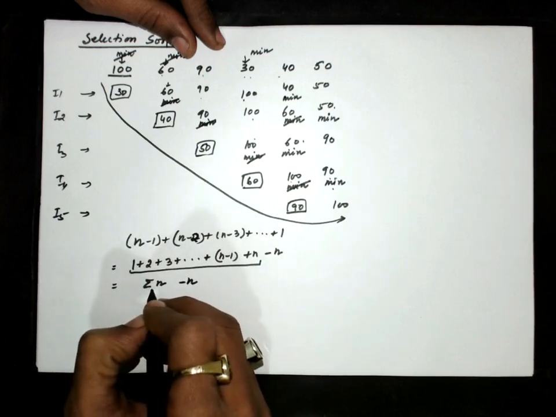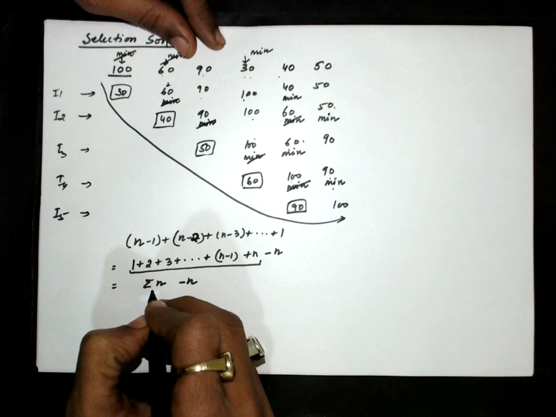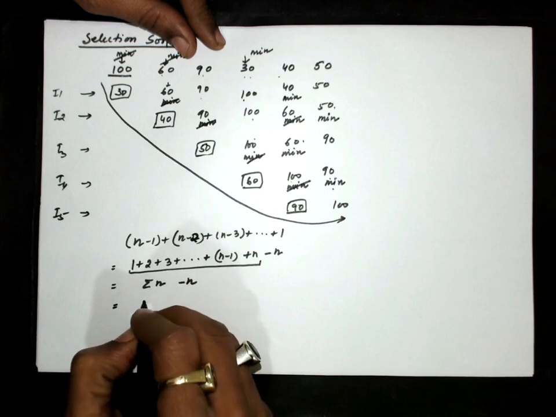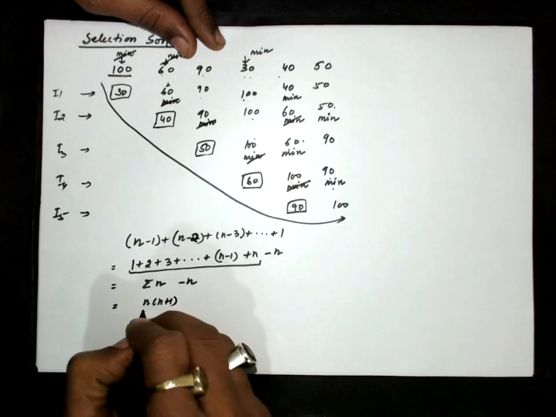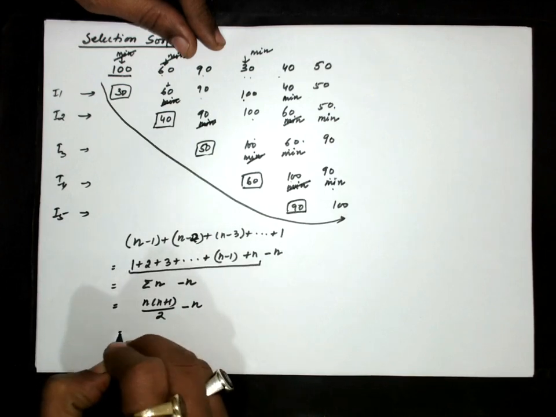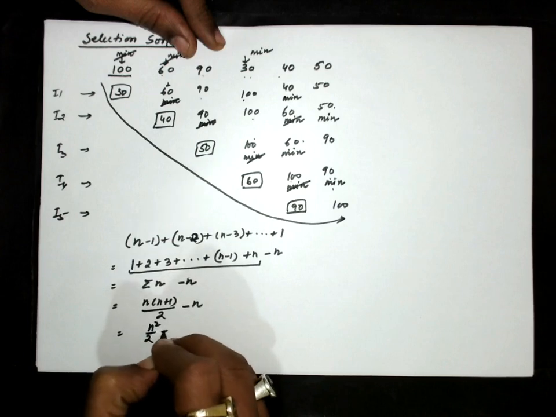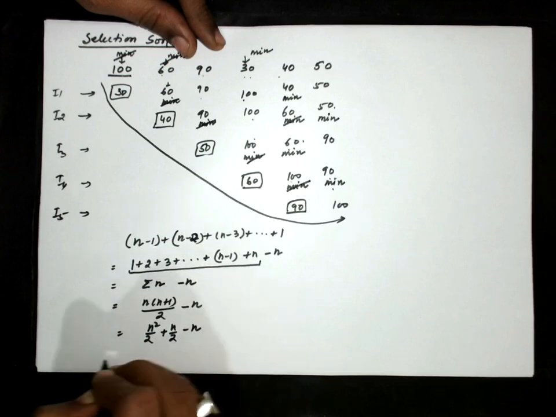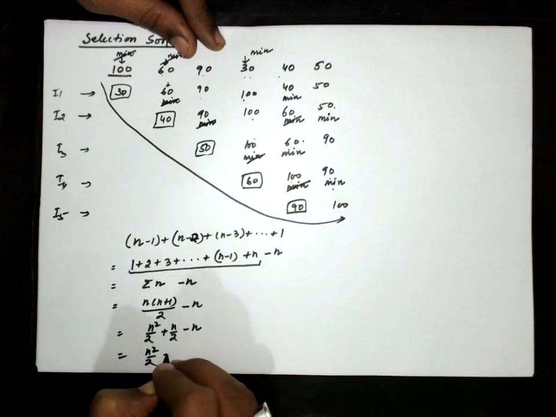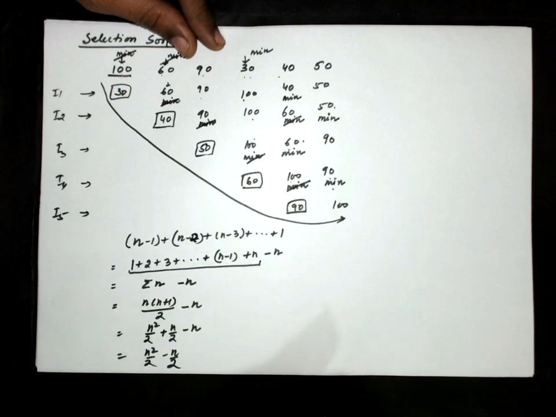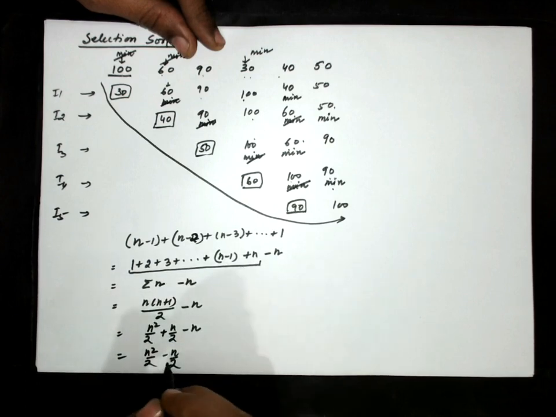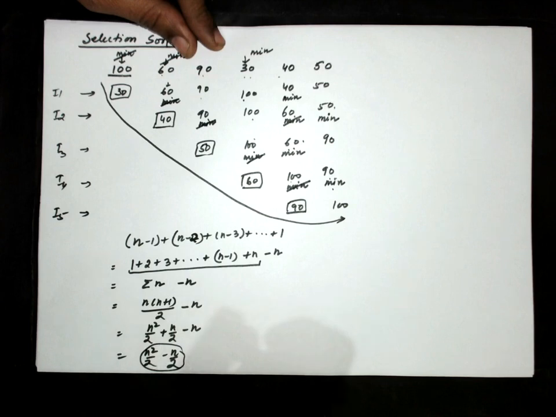or the arithmetic progression with the common difference 1, and the number of terms is n. So this can be written as n into n plus 1 by 2 minus n, which is n square by 2 plus n by 2 minus n, which is n square by 2 minus n by 2. So these are the total number of comparisons taking place in the selection sort.